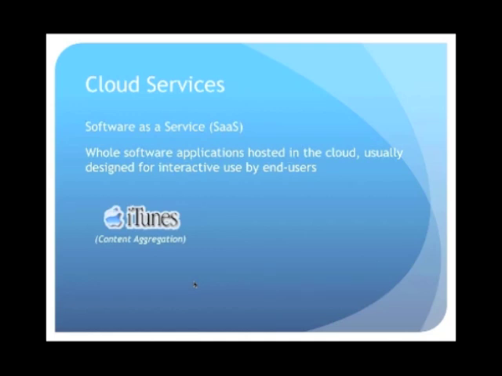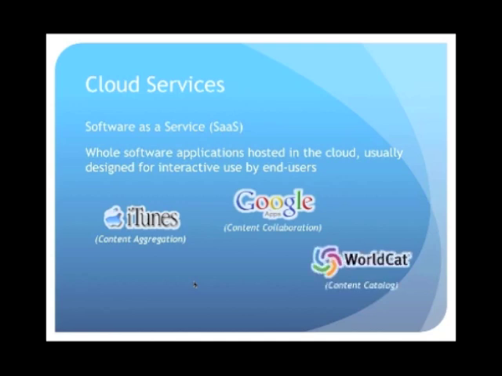iTunes is a cloud service that gives you your music on your iPhone and iPods, content aggregation. Google Apps. Content collaboration, the Google Word, Google Spreadsheet, all of that other one. WorldCat, content catalog, is a cloud-based service, okay? Content cataloging. And finally, ProQuest content discovery, again, another cloud service. These are all examples of SaaS. There's a lot of other ones, sales.com, the list goes on. I'm trying to pick some library-related ones so that it sort of relates so we can see how it works.